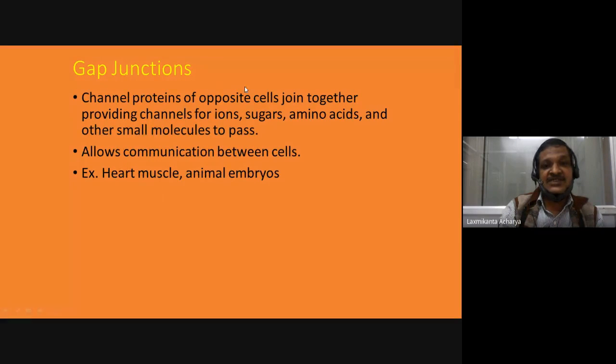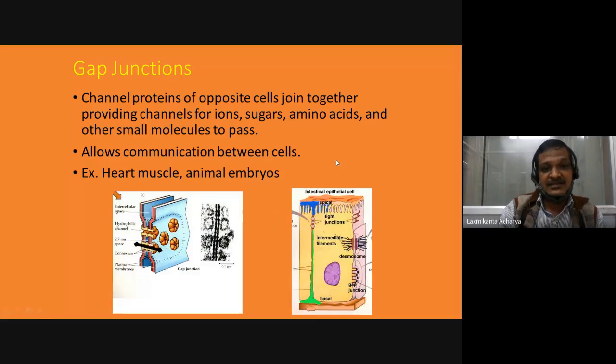And coming to the gap junction, you will find this channel protein. We have seen this channel protein. So this channel protein of opposite cells joined together provides a channel for ions, sugar, amino acids, and other small molecules. See, this is one cell, this is another cell, and this is like a channel. So this is called your gap junction. You can find this gap junction in heart muscle and animal embryos. Okay, so this allows communication between these cell membranes.